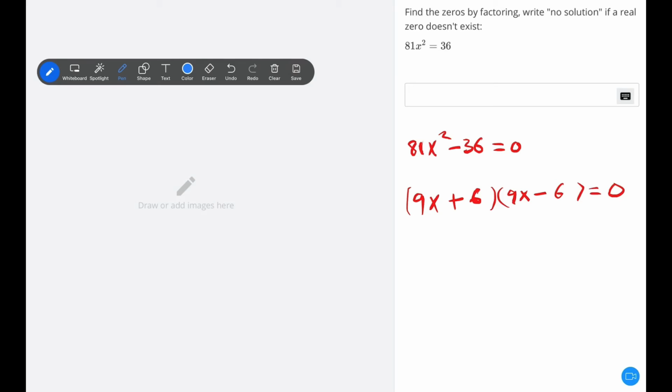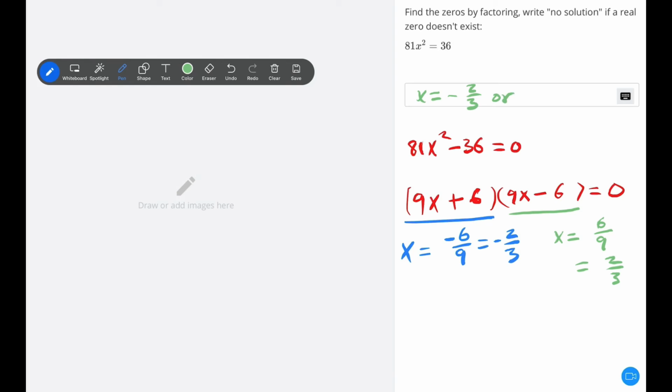Alright. So x equals negative 6 divided by 9. Alright, notice how I got negative 6. Reduce that, it's negative 2 over 3. That's the first factor, okay? The second one, x equals 6 divided by 9. Reduce it, that's 2 over 3. Alright, so your answer is x equals negative 2 over 3 or x equals 2 over 3.